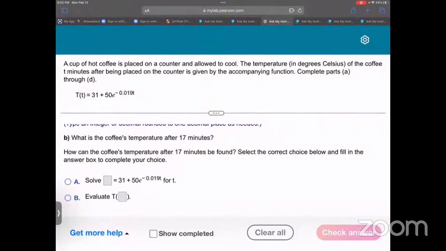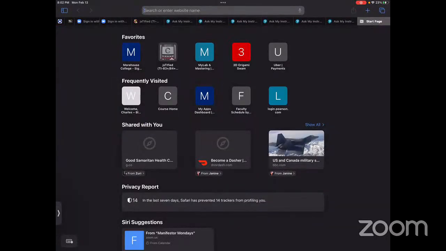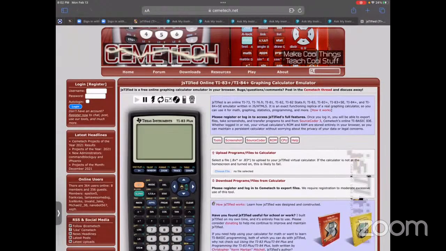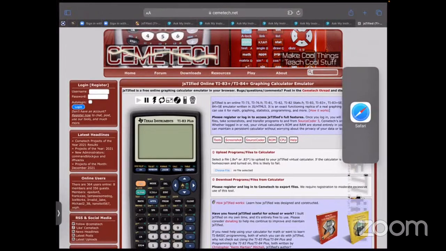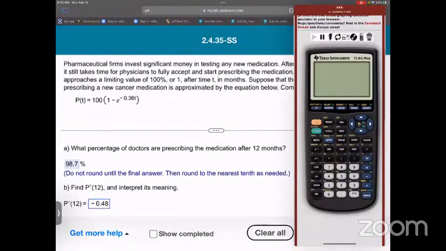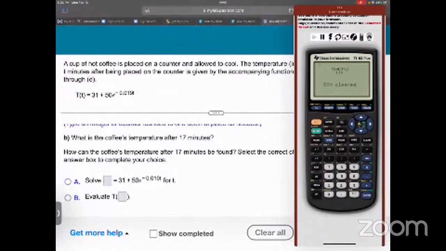So we're plugging in 17. So I am going to need my calculator. Let me reload and refresh. So after 17 minutes, we're going to plug in T equals 17.